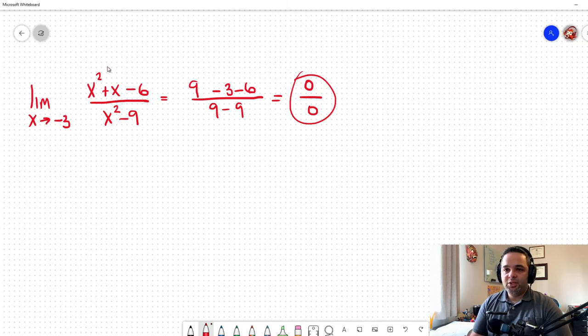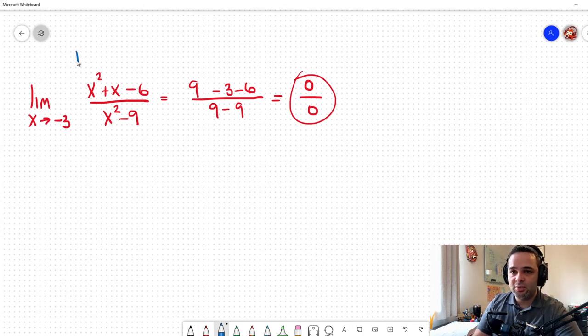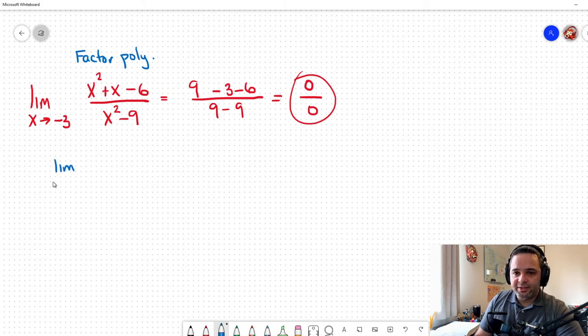So I'm seeing I got quadratics. So the technique that we had done in the last video is going to work here as well. We're going to attempt to factor the polynomial. Okay. So again, I'm going to rewrite my expression. So I'm going to start there.